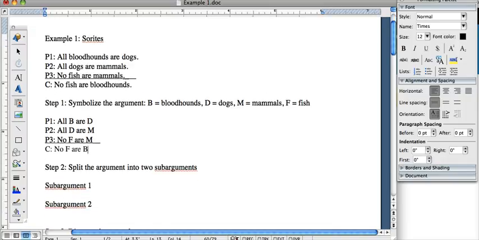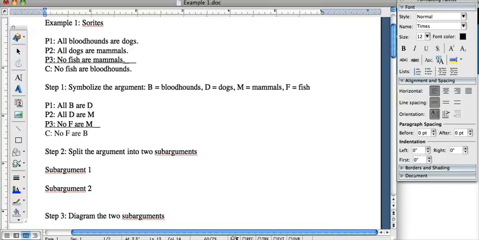Okay, so then we need to split the argument into two subarguments. And we do that by grouping together two premises that have some term in common. So we could either group together P1 and P2 because they have D in common, or P2 and P3 because they have M in common. So from the start, it doesn't really matter how we choose to do this. I'm going to just do P1 and P2 because they're first, and why not?